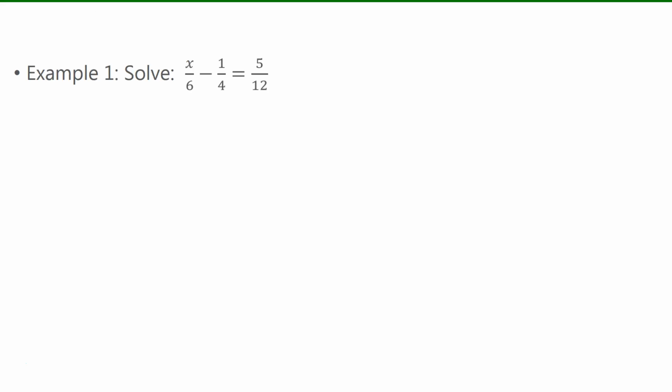In example 1, we have x over 6 minus 1 over 4 equals 5 over 12. So we first need to find a common denominator between 6, 4, and 12. One way in which you can find a common denominator is to list the multiples of each number till you find one in common. The common denominator here is going to be 12. So now I'm going to multiply each term by 12. x over 6 by 12, 1 over 4 by 12, and 5 over 12 by 12.